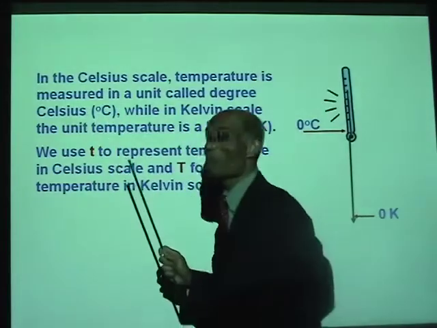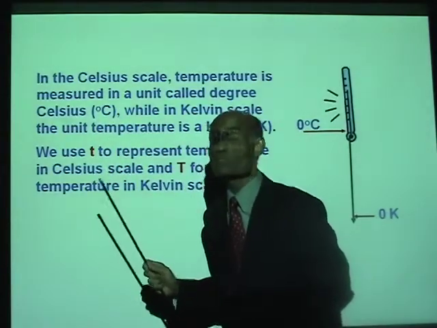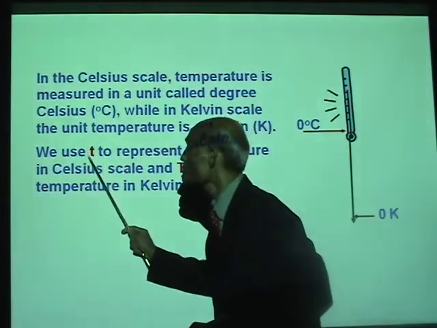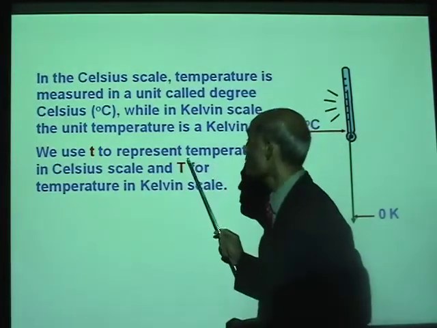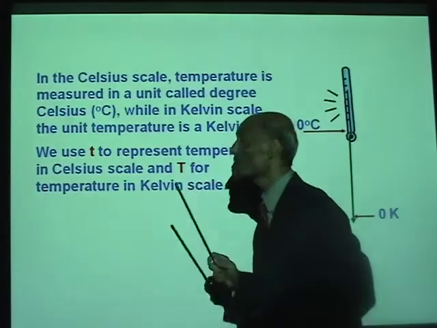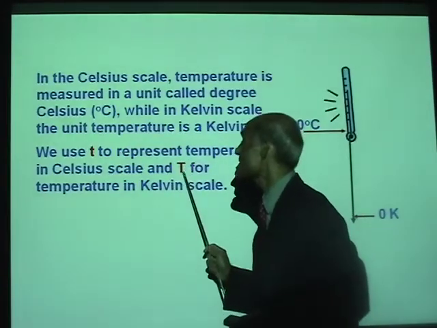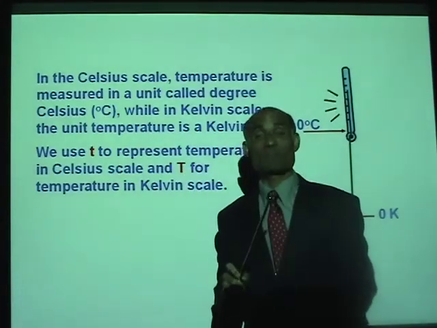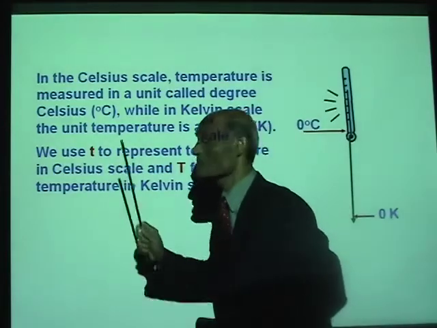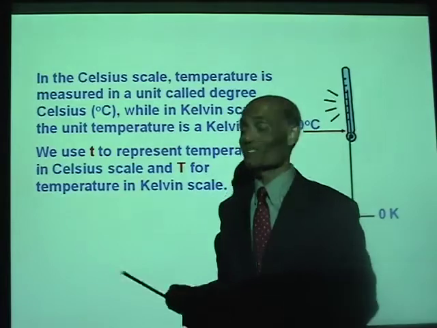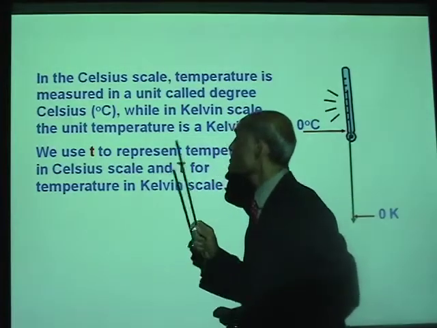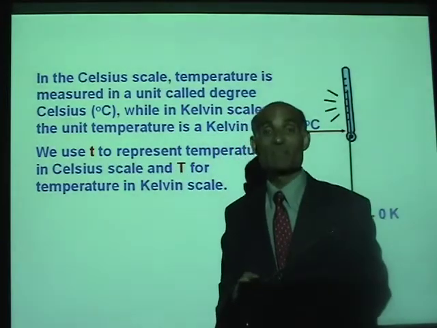Now, when you measure temperature in degrees Celsius, we use lowercase t to represent that. And when you measure temperature in Kelvin, we use uppercase T to represent that. Alright? So lowercase t to represent temperature in degrees Celsius, uppercase T to represent temperature in Kelvin.